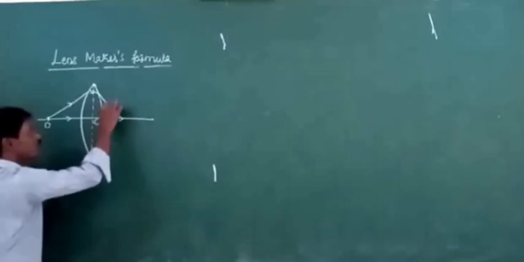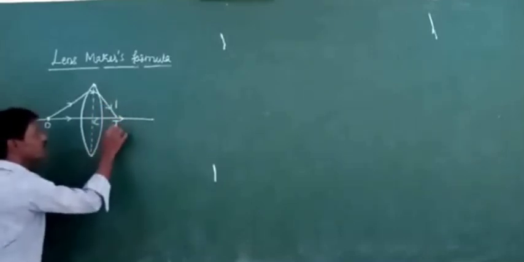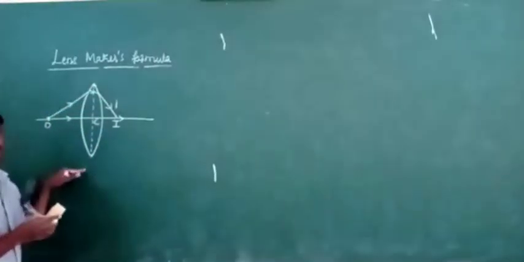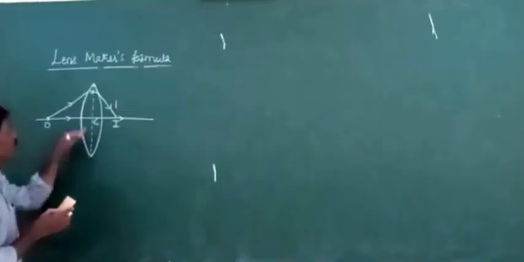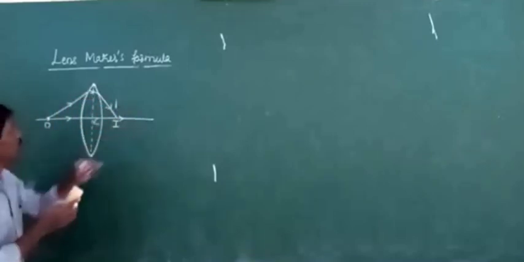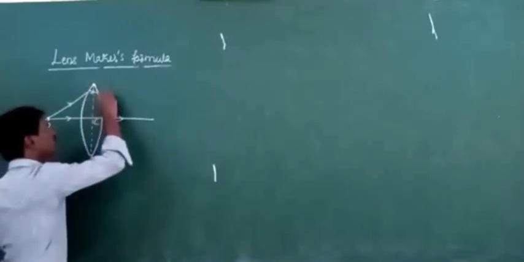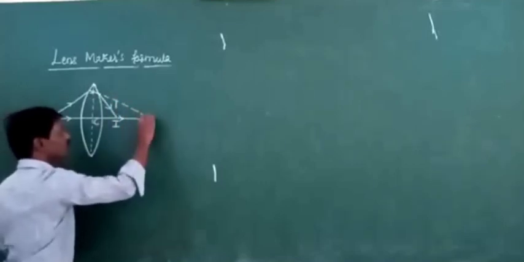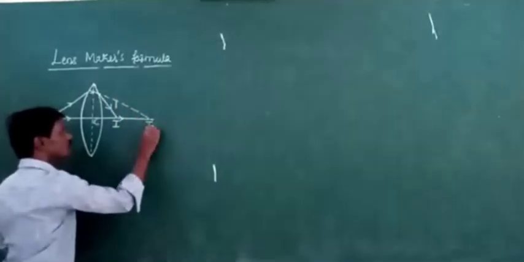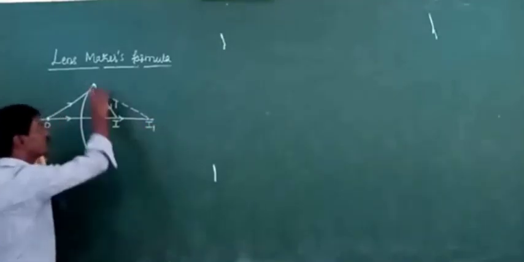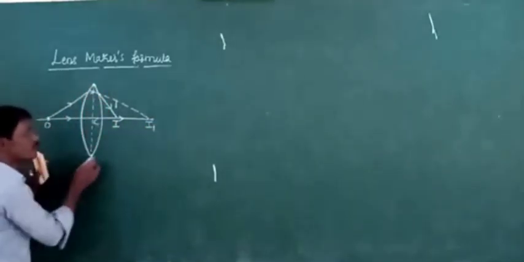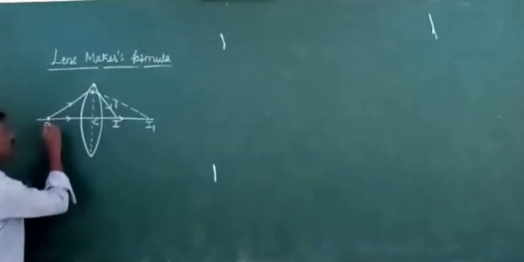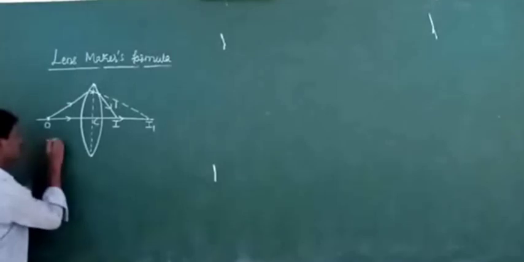Here the image is formed. That final image can be taken as I. So let us assume the second surface is absent. If the second surface is absent, where will this refracted ray meet? This refracted ray will meet at the position, I will take I1. Now this I1 we are going to observe through the second surface. For the second surface, I1 acts as the object. Okay. What is the distance of the object from the optical center? That is U.